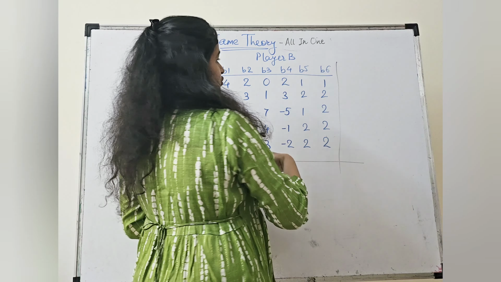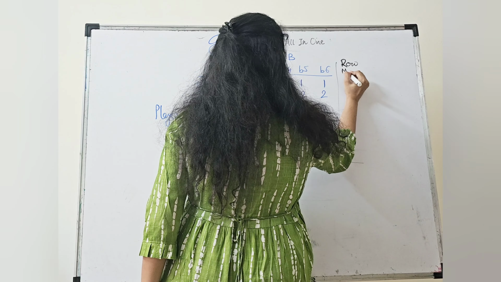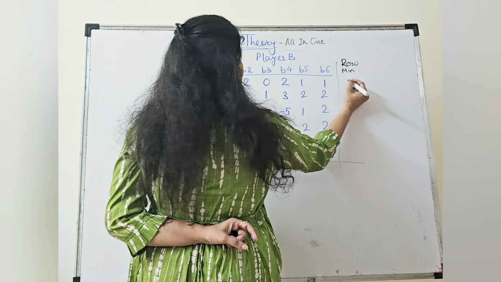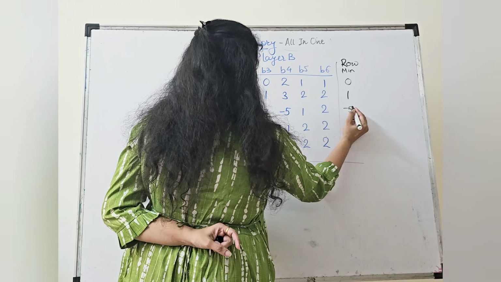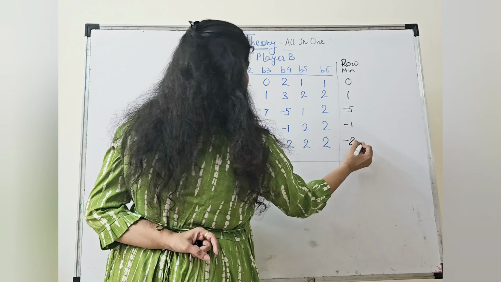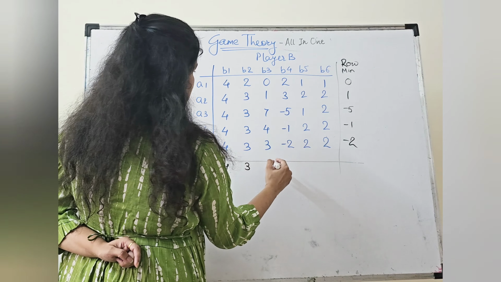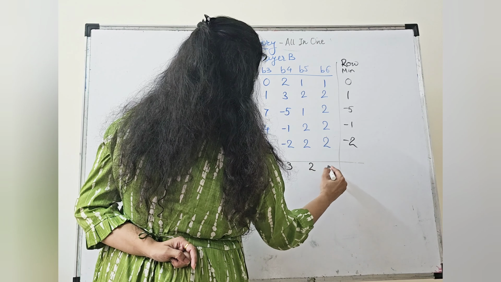You add one last row and column, which are nothing but the row minima and column maxima. Now let's find the smallest number in each row. In the first row it is 0, in the second row it is 1, here there is a minus, so minus 5, minus 1, minus 2. Yes, these are the row minimums. Now the column maximum: here it is 4, 3, the maximum number is 7, here the largest number is 3, here it is 2 and here it is 2.